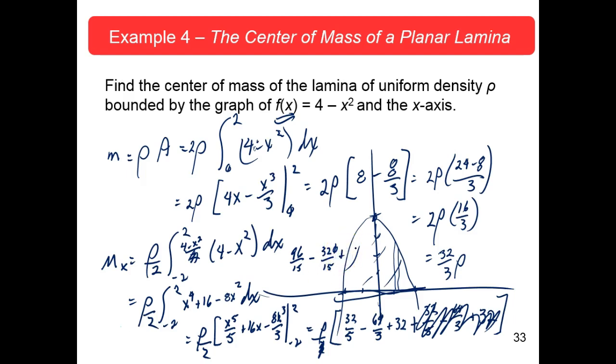And then plus 15 times 32. Someone do that on the calculator for me. 480 fifteenths. Add the positives and you get 576 minus 320 is 256 fifteenths. What was that last thing?